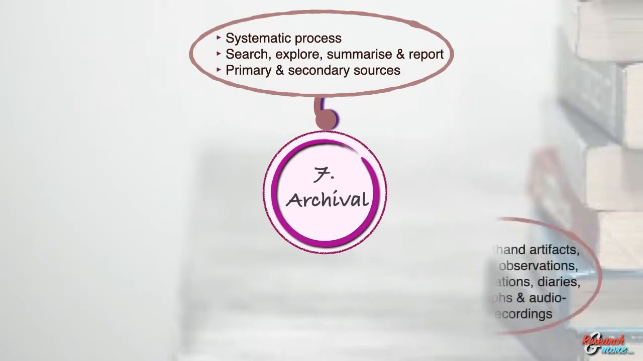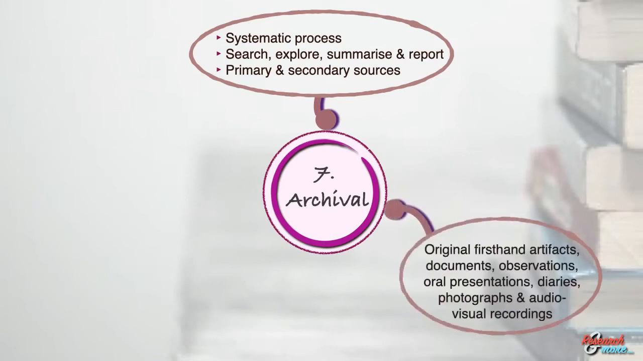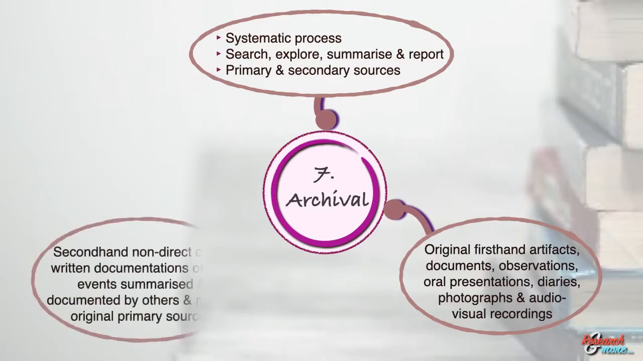Primary sources of historical data are the original first-hand artifacts, documents, observations, oral presentations, diaries, photographs, and audio-visual recordings of past events. Secondary sources are second-hand, non-direct, oral and written documentation of past events that are summarized and documented by others and not the original primary sources.